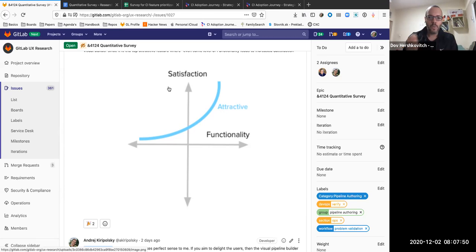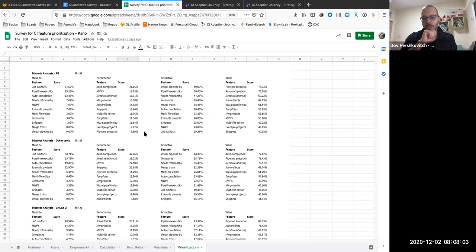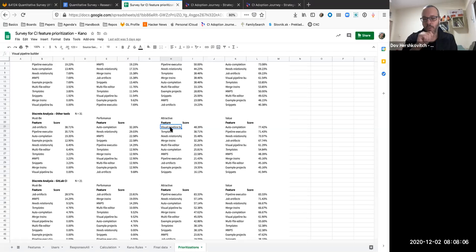pipeline authoring, whereas the pipeline visual builder is a perfect example of an attractive feature, because it came as number one as attractive. We actually saw that when users saw it, they were amazed. They would say, "Oh, that's amazing. I didn't expect it to have it. If I won't have it in the product, I won't be frustrated. But now, because I've seen it, I think it's one of the best things I've ever seen." So this is the attractiveness.